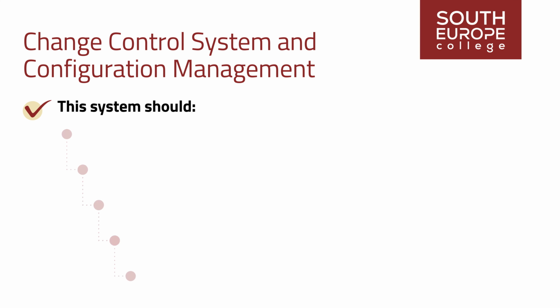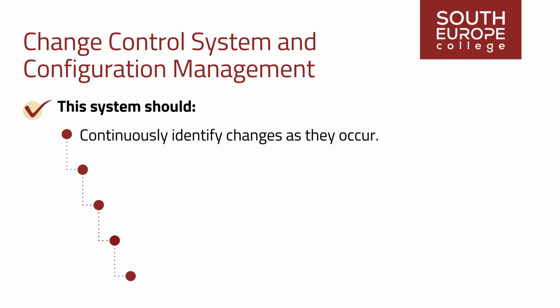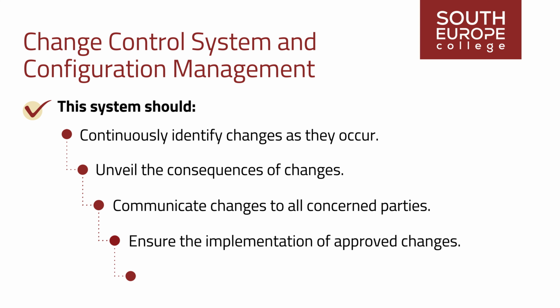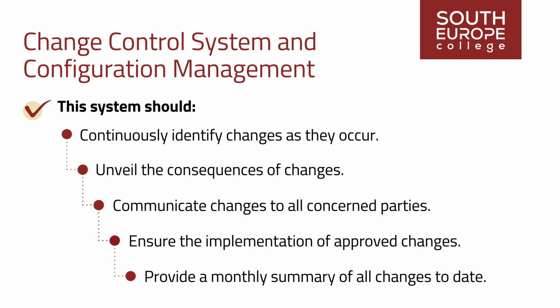This system should continuously identify changes as they occur, unveil the consequences of changes regarding their impact on project costs, duration, and other tasks, communicate changes to all concerned parties, ensure the implementation of approved changes, and provide a monthly summary of all changes to date and their impact on the project.